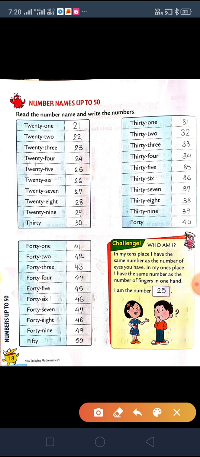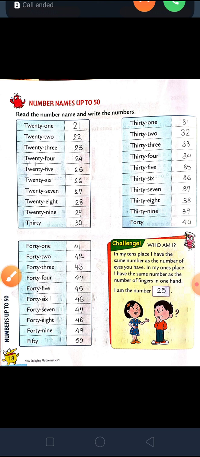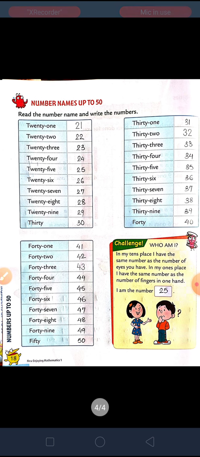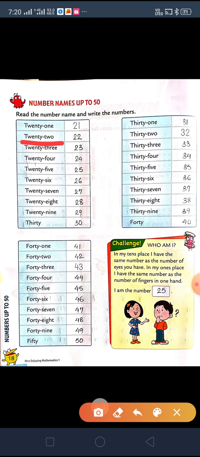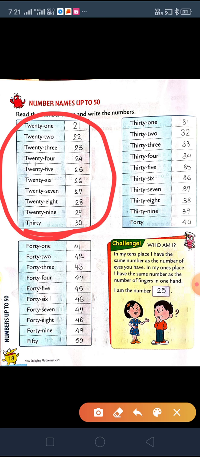So as you can see, 21 is already given. So we write 21 like this. Is it correct? Yes. Now next is 22. So here the 22 number is given, the number name is given. So write down 22. Same way 23 number name is given. So write down 23. So for this you should know how to read the number names. So like this you will complete till 30, from 21 to 30.